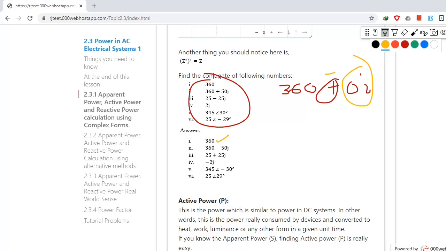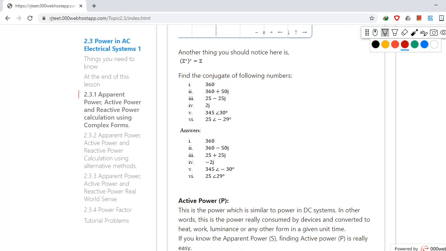And if you go to this part here, you can see it's a plus sign. So in the conjugate, the only thing you would do is you take the imaginary part, it's going to be plus 50i, and you're going to invert the sign, which means you make it negative. Now it's going to be negative 50i, and you have 360 in front of that. So the conjugate of this second one is going to be 360 minus 50j, right?